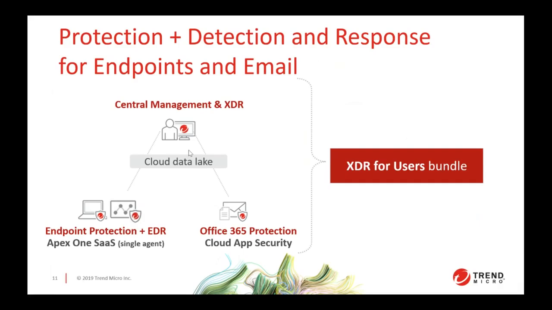So by this way, using these XDRs for user bundles, we are providing protection plus detection and response for endpoints and email. It's not only the detection and response, we are protecting as well. As I said earlier, there will be central management, Apex Central management, where XDR also is there, and the cloud data lake, everything will be present there. Whatever telemetry and process details are collected by the endpoint and the Office 365 cloud app security, it will forward the telemetry data, the metadata, to the centralized management console, as it is showing here.